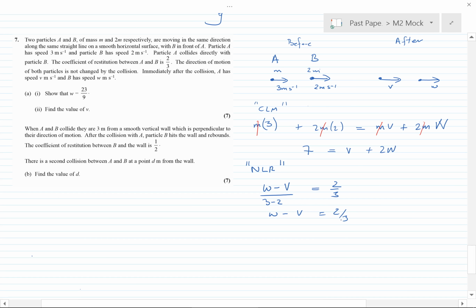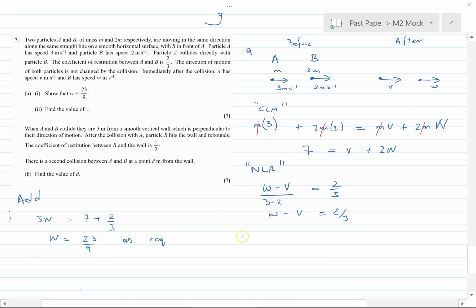So we just have to solve this equation to get W. If we add the two, I'm not going to bother getting rid of the fraction because it's pretty easy with the V and the V here. So adding the two, we're going to get 3W, and the V is going to cancel, is equal to 7 plus 2/3. And that gives me W is equal to 23 over 9 as required. Okay, and then that's part 1.